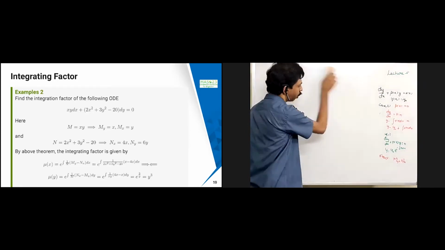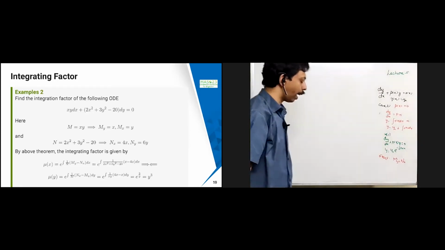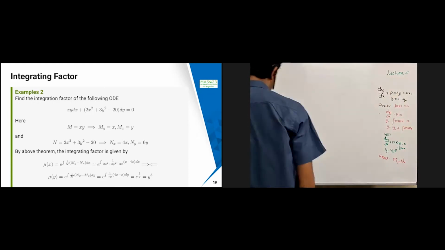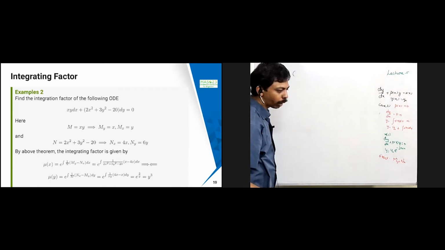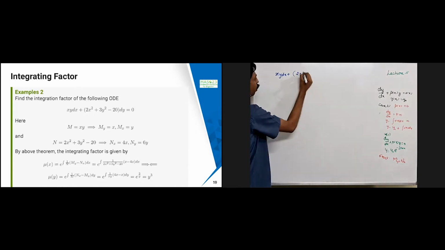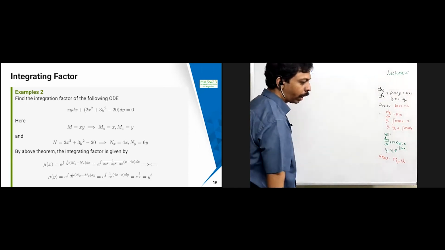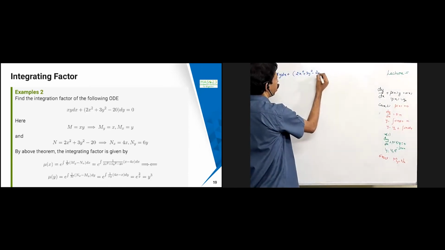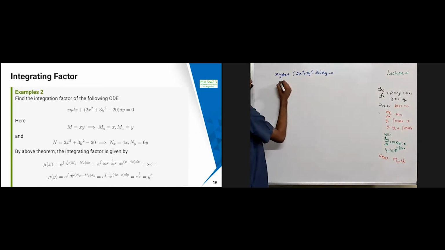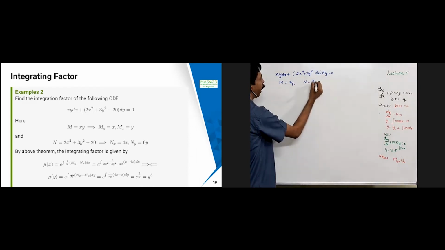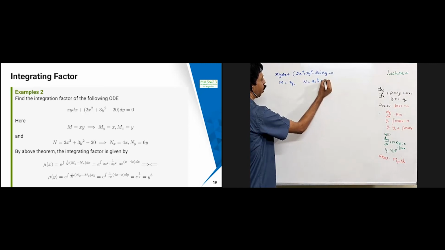Okay, so my problem is xy dx plus (2x squared plus 3y squared minus 20) dy equals 0. First we have to check whether it is exact or not. So what is my M? M is xy and N is 2x squared plus 3y squared minus 20.